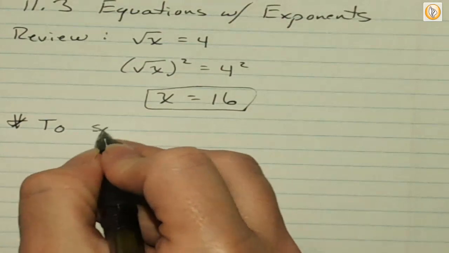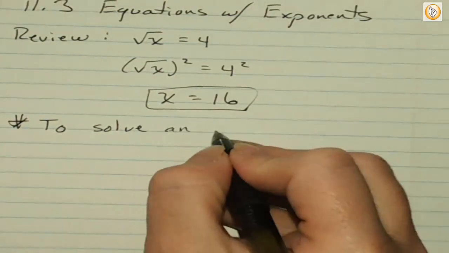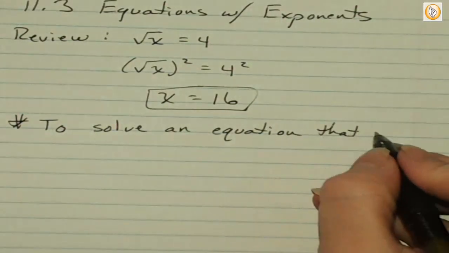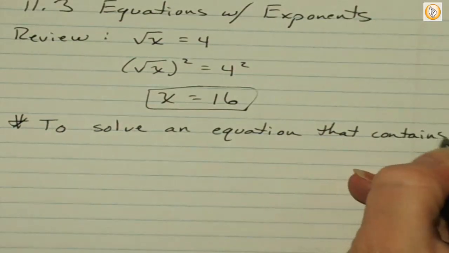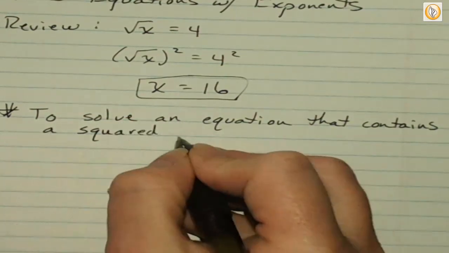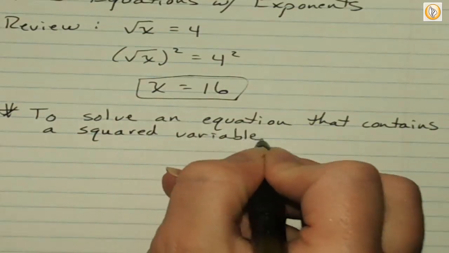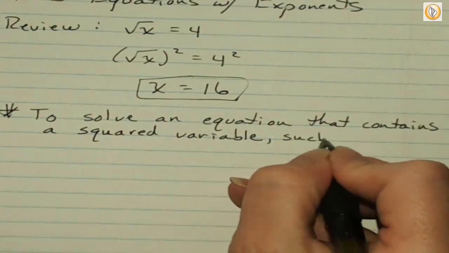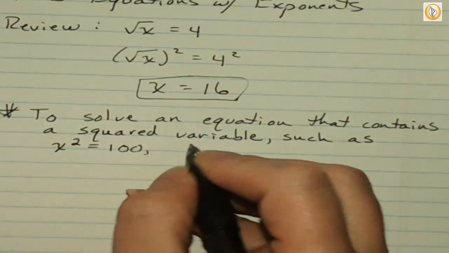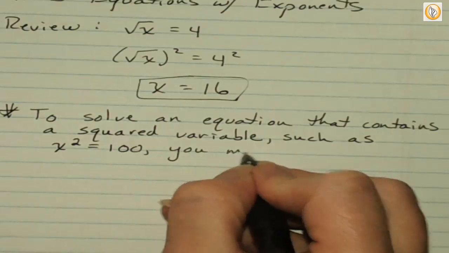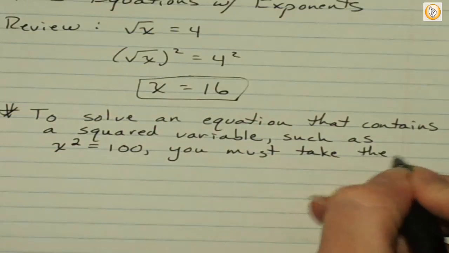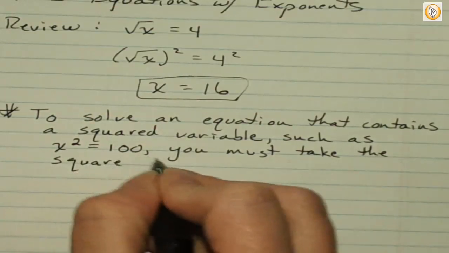All right, to solve an equation that contains a squared variable, remember variable is your letter, such as x squared equals 100, you must take the square root of both sides.